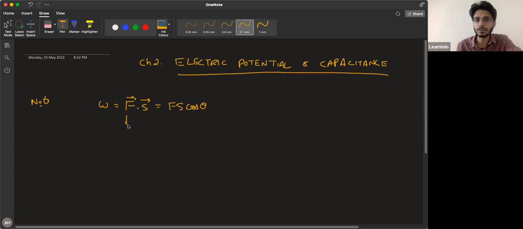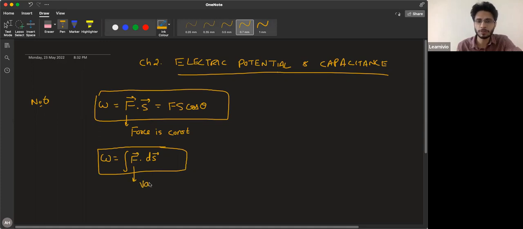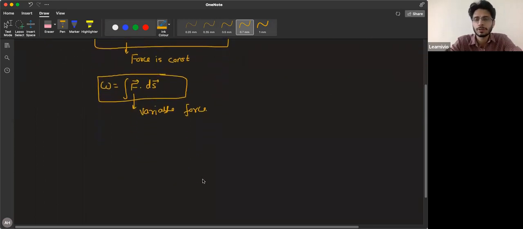We use this expression only if your force is constant. This expression is for a constant force. If you have a variable force, then instead of the dot product, we use this integral. Work done is the integral of the dot product of force and displacement. So these are the two expressions. We use this one when your force is constant, and we use this one when you have a variable force. For a variable force, we use integrals. For a constant force, we just take the dot product. So the second chapter will start with the concept of work.